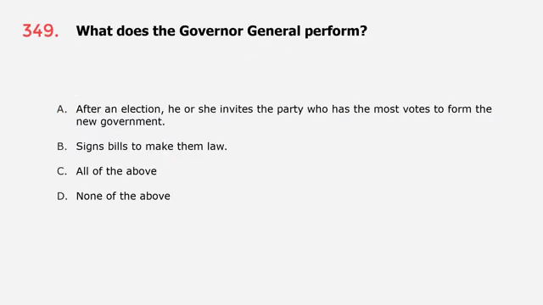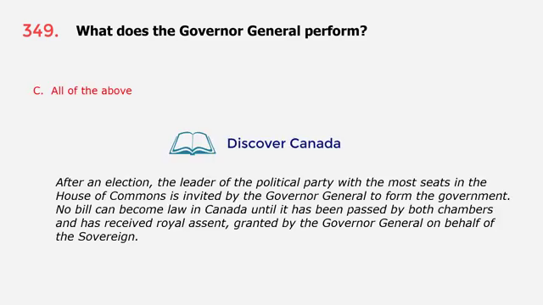Question 349. What does the Governor General perform? A. After an election, he or she invites the party who has the most votes to form the new government. B. Sign bills to make them law. C. All of the above. D. None of the above. The answer is C. All of the above.